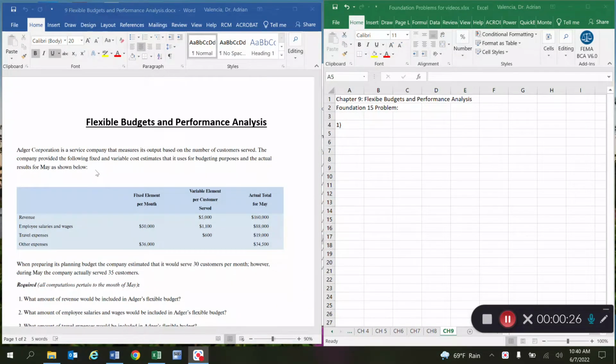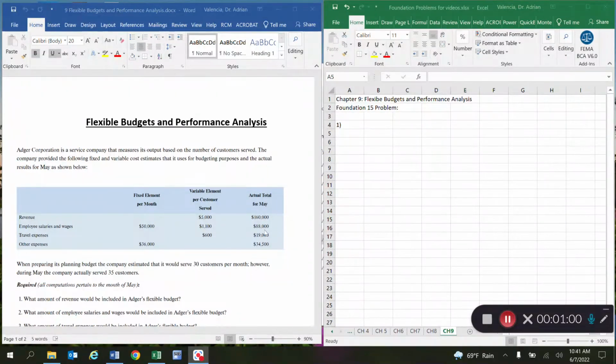The company provided the following fixed and variable cost estimates that it uses for budgeting purposes and the actual results for May as shown below. So here's the fixed elements per month for salaries and for other expenses. And then this is the variable element per customer served for the revenue. In other words, this is what we charge each customer on average. This is what we pay on average per employee and travel expenses.